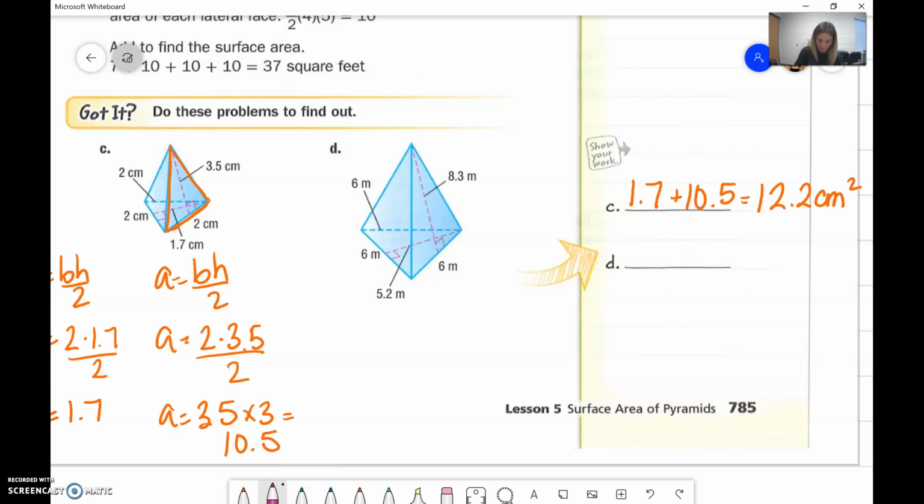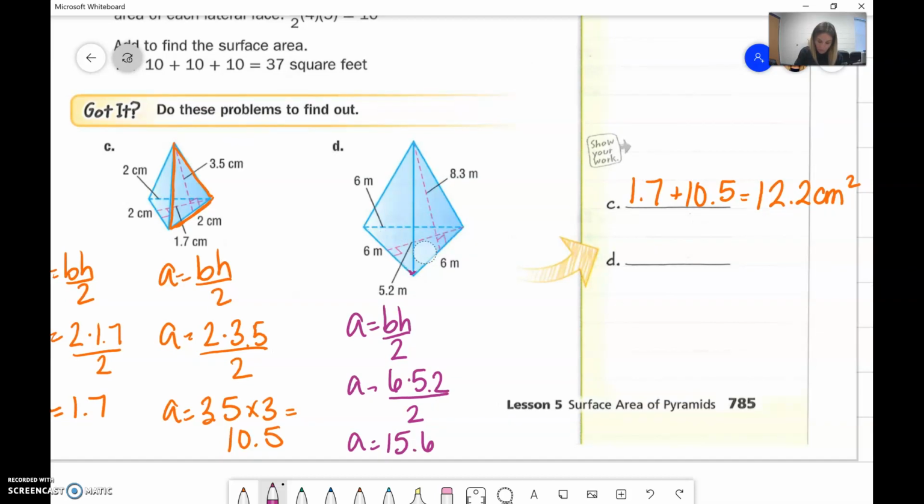All right, let's take a look at the next one. Let's take a look at the base, the bottom part. So here it is, area equals base times height divided by 2. Area equals base is 6. My height is 5.2, and then we're going to divide that by 2. So 6 times 5.2 divided by 2 is going to give me 15.6. I'm just double checking my math because that's what I do. Yes, 15.6. And then we know we're going to take a look at the lateral faces.